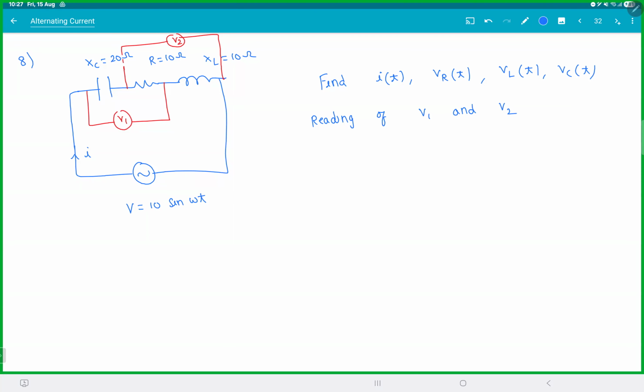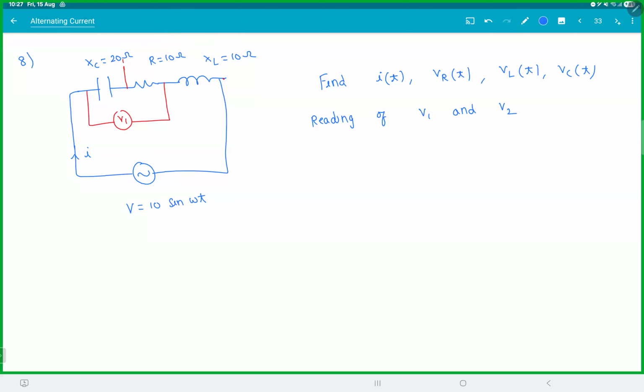Right, Niharika. You got the current right. Reading of V1 is 10. I don't remember the answer, but it is not such a nice number. 5√5, I don't know. I don't remember much. Let's see. I'll show you the first 4 parts. Others can keep trying V1, V2. I hope everyone has done the first 4. That should get done.